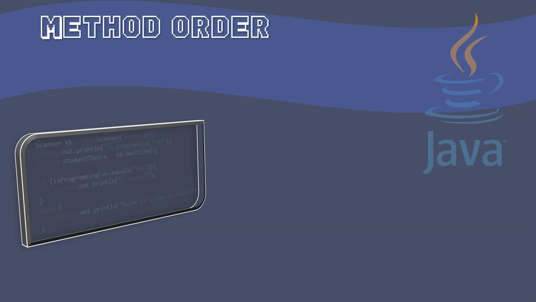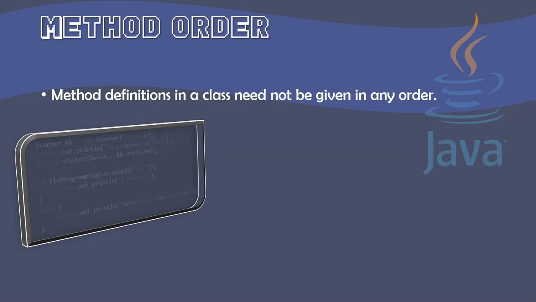Now, the last thing we're going to talk about is method order, because obviously we're starting to get a lot of methods that we can easily start adding into our class. We'll see this when we look at date fifth try. There's a lot of methods there. Well, method definitions in a class need not be given in any particular order. All right, so you don't necessarily have to have, for example, your toString at the top or at the bottom. You can kind of put it wherever you want.